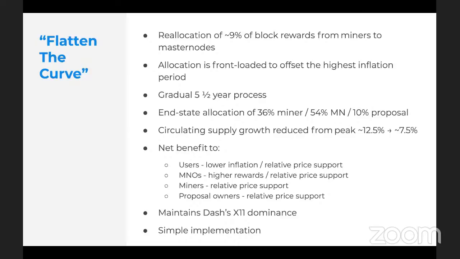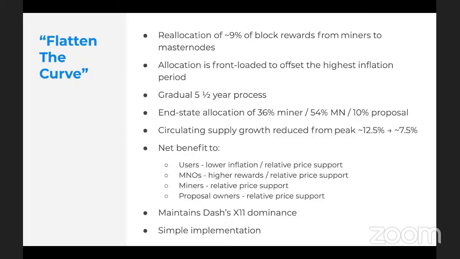In the end state, the allocation after this 9% reallocation would be approximately 36% to the miners, 54% to the masternodes, and the remaining 10% towards the proposal system. It would alter the peak circulating supply growth rate from around 12.5% to 7.5%. This is a significant reduction in the gap between Litecoin, Bitcoin Cash, Bitcoin, and others in the space. I don't feel that we need to fully close the gap. That's challenging without changing our coin supply. I want to emphasize none of these changes change the overall number of Dash that's created. They simply manage the rate at which they circulate into the market.